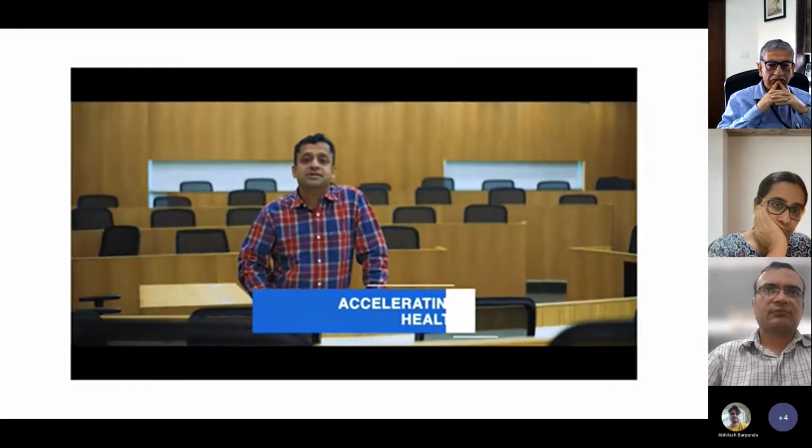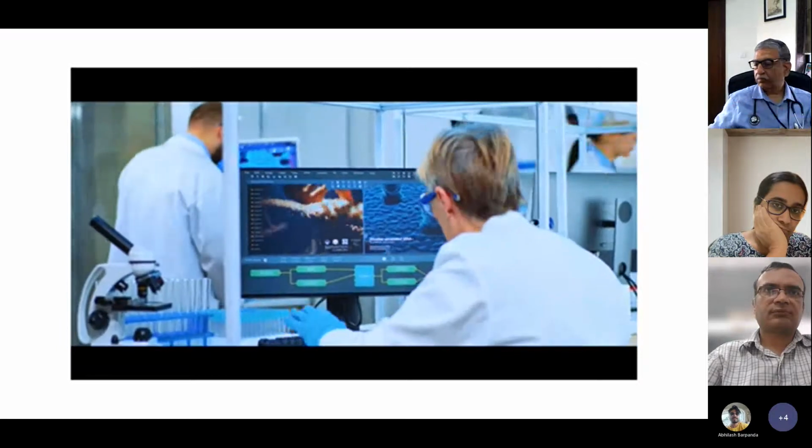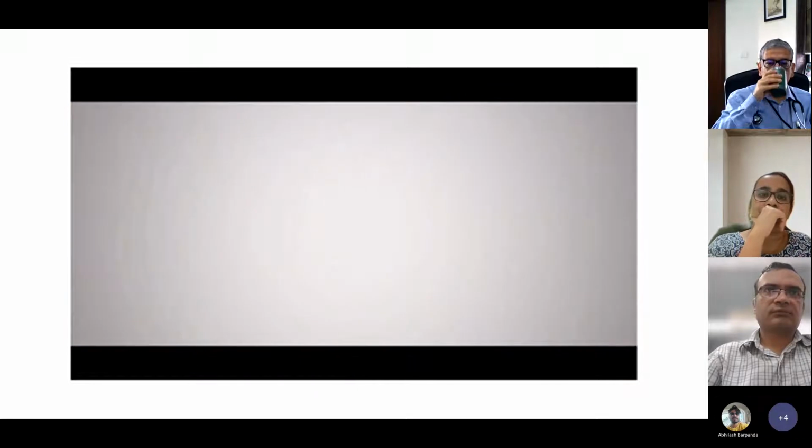Digital healthcare is poised for a massive transformation in India. We are excited that the center can contribute to accelerating digital health adoption in India, which in turn will positively impact healthcare outcomes. We invite you all to join us and be part of our center.